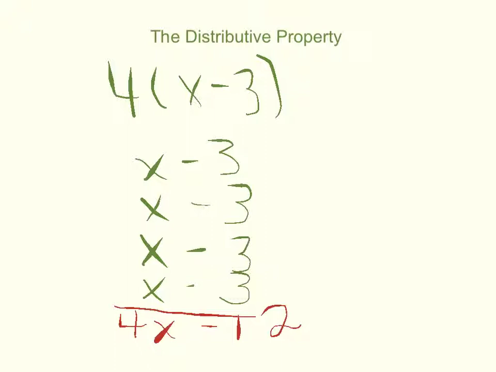So it gives me the exact same answer that I got by just multiplying my number in front of the brackets, again in this case 4, by the x and by the negative 3. So that's how the distributive property works. And I'll show you a couple more examples so that you can see exactly how it continues to work.